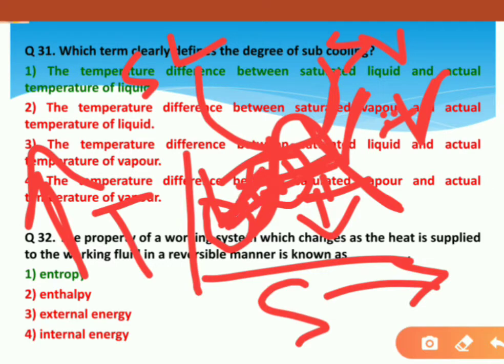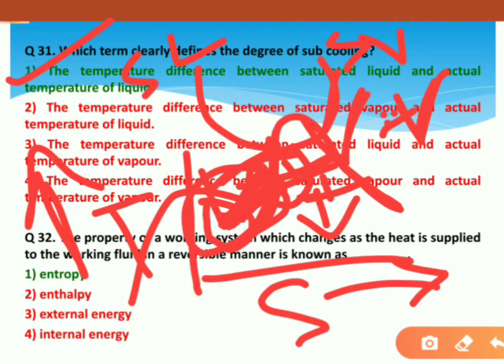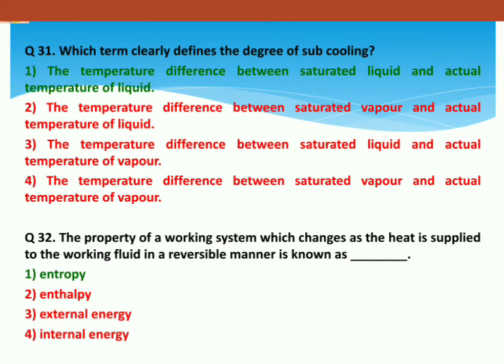This temperature difference is actually the subcooling state. So what is subcooling? According to the question, option 1 will be the correct answer: the temperature difference between the saturated liquid and the actual temperature of the liquid. Let's proceed to the next question.